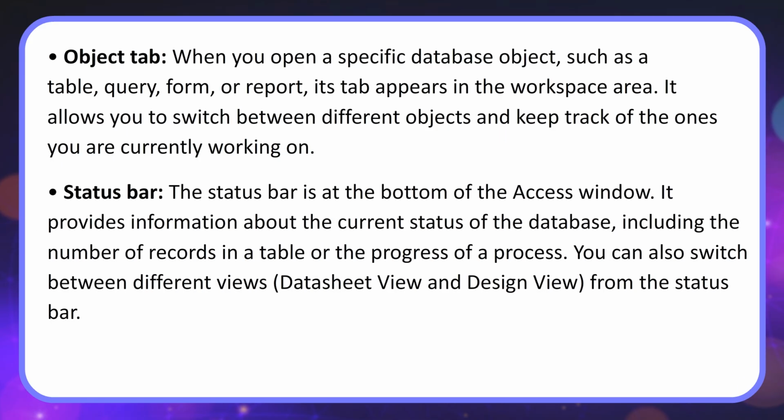Status bar. The status bar is at the bottom of the Access window. It provides information about the current status of the database, including the number of records in a table or the progress of a process. You can also switch between different views, Datasheet view and Design view, from the status bar.